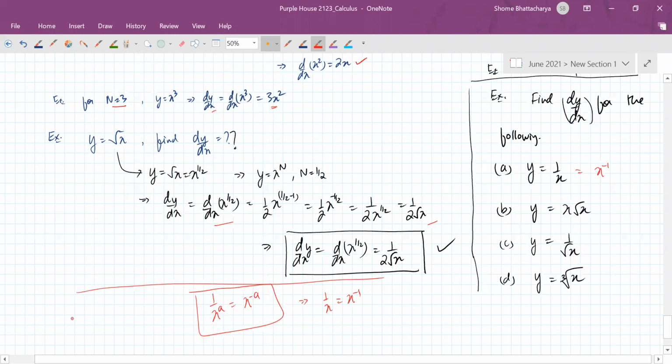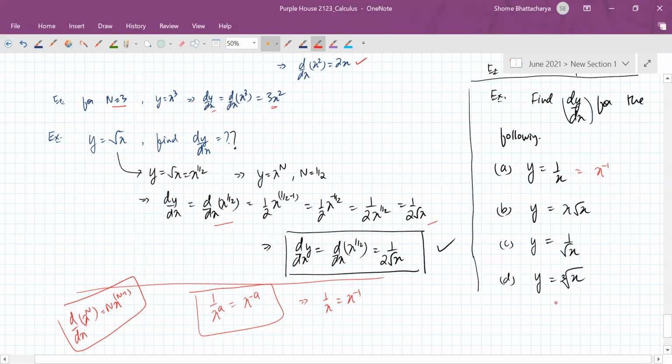Got it? Because we are using this formula: the differentiation of x to the power n is n into x to the power n minus 1. So to apply this formula, I have to reduce the function to this type, where it is some power of x. Right now it is 1 upon x to the power 1. So how will I reduce it to x to the power something? By bringing this to the numerator. When I bring this to the numerator, the power will become minus 1.